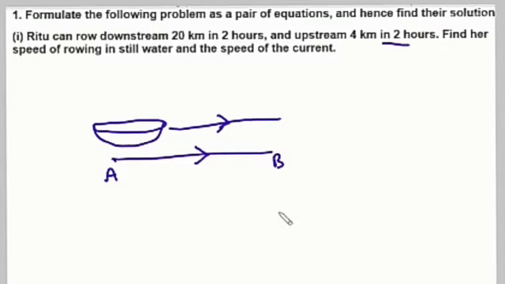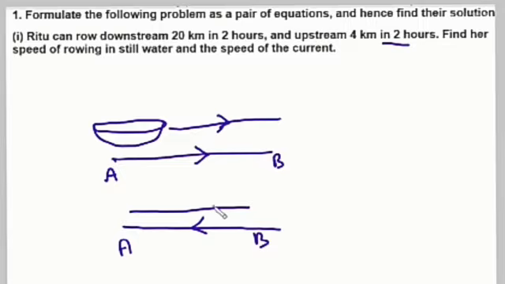So while returning from B to A like this, this is the direction of the boat, and the direction of the current is here like this. So here the speed of the boat will decrease. So in this case, I can say that the speed of the boat will be speed of the boat minus speed of the current. So this is the concept we are using in this question. So first learn it well and then solve.